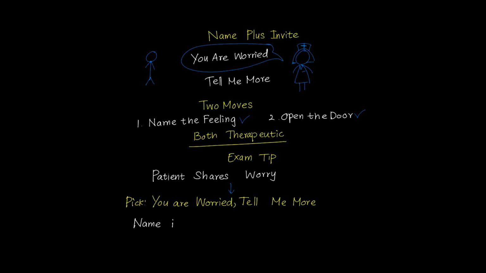Here's a D439 OA exam tip for you. The best therapeutic response names the emotion and then opens space for disclosure. Quick recall hook. Name it, then invite it.